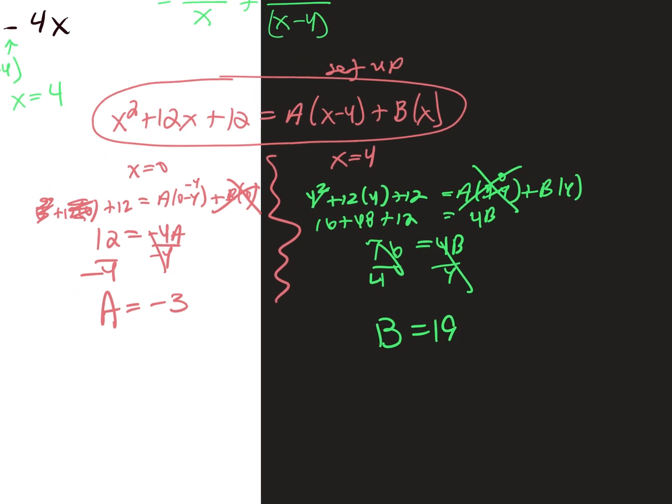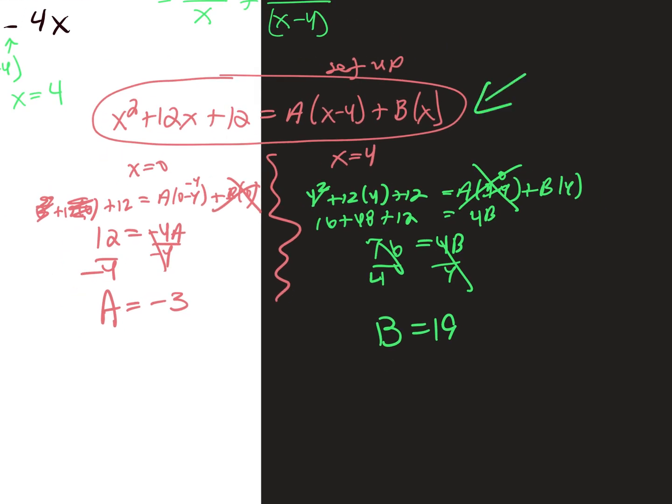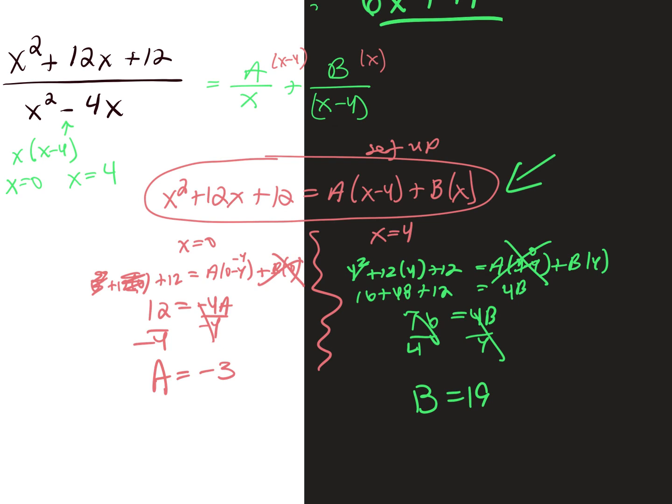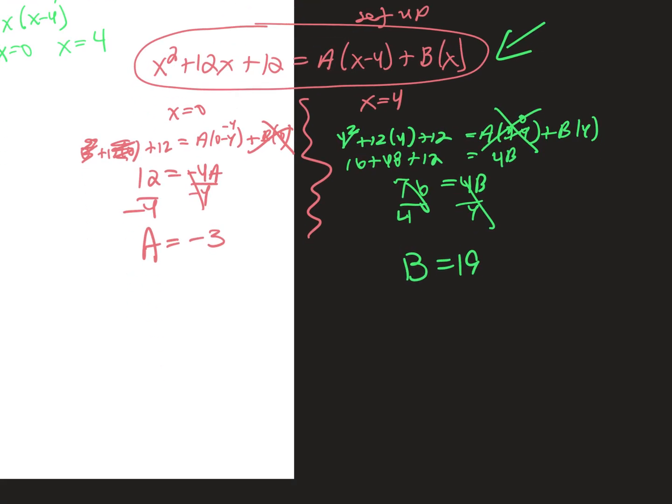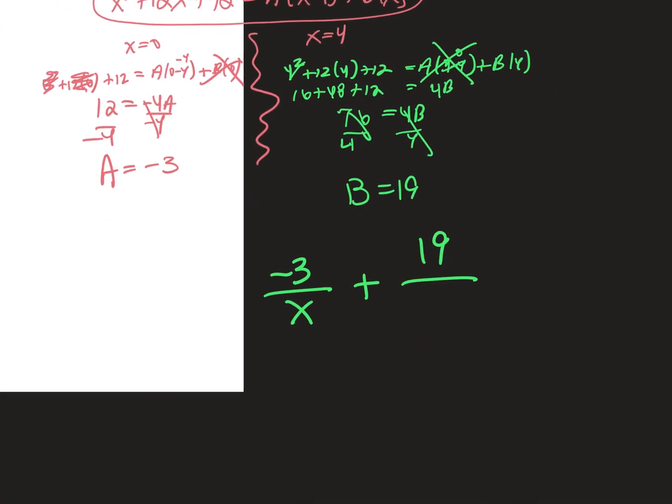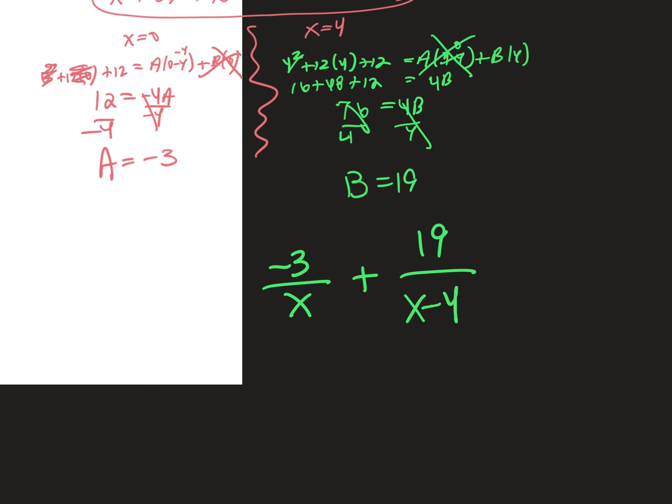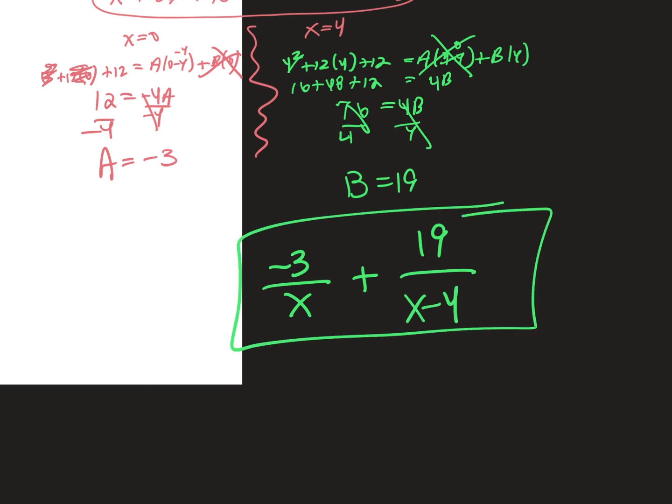Now we're almost done solving. We have the setup part done up here. Now we have to go back and solve. So I'm going to replace my a and my b with the numbers that I found. So a is negative 3 over x, plus my b is 19 over, what was it, x minus 4? And that is the solve part of your partial fraction decomposition.